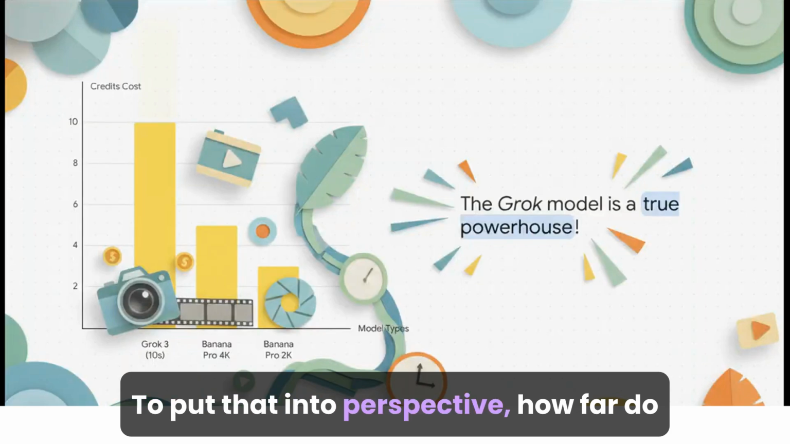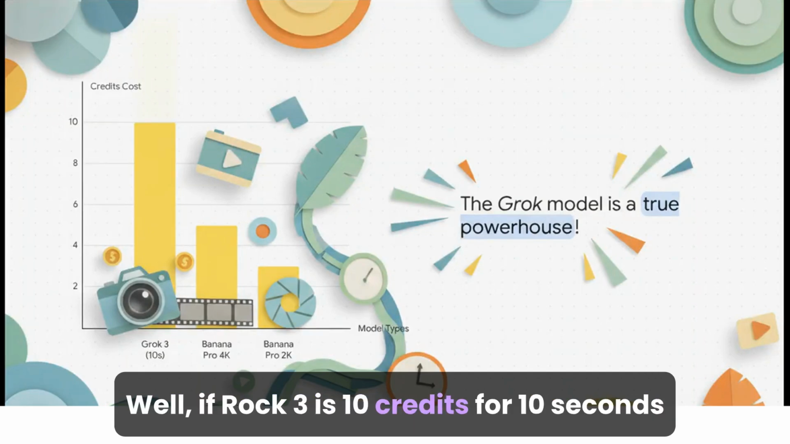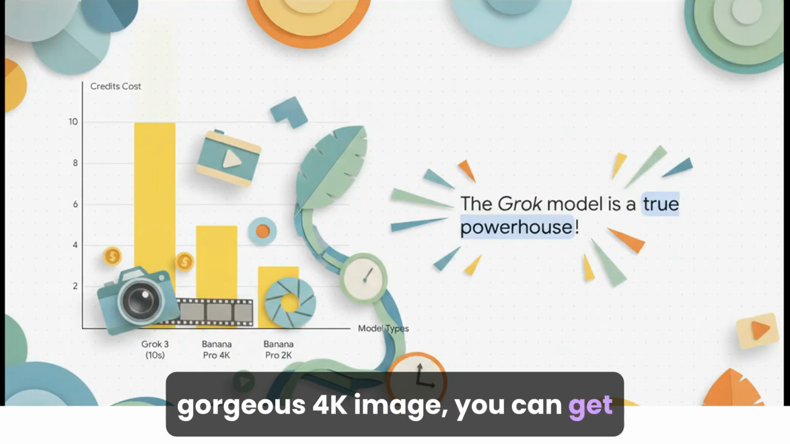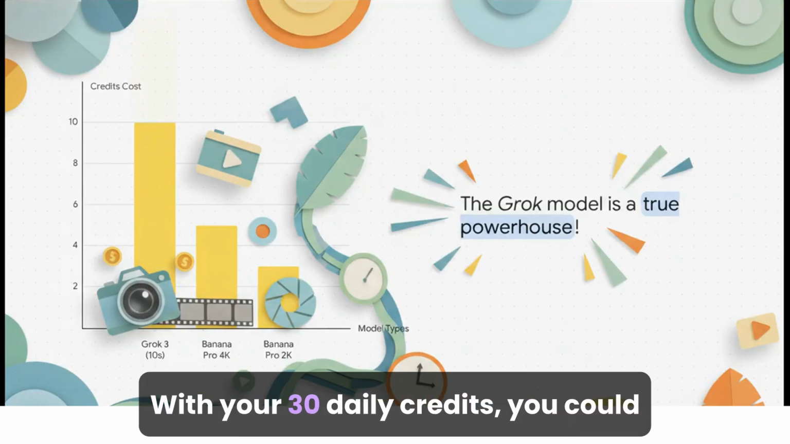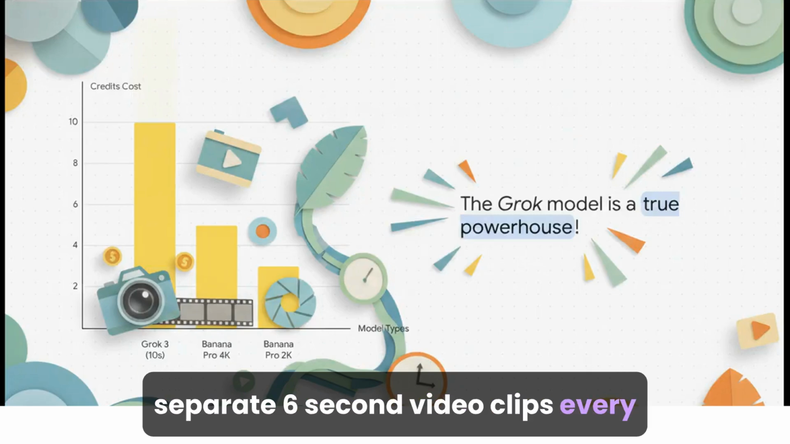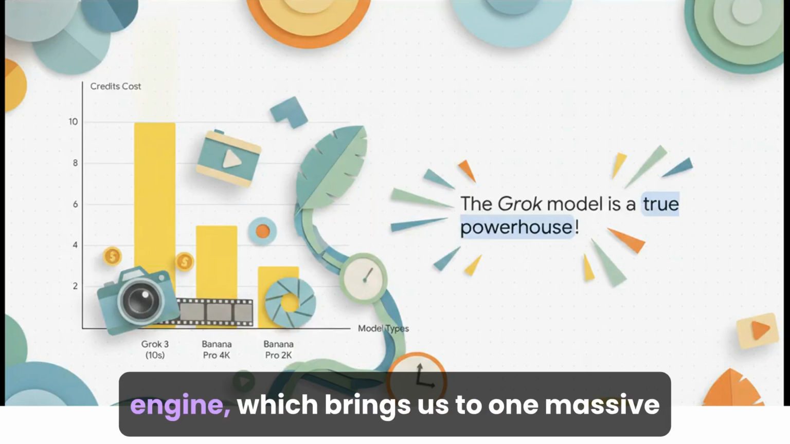To put that into perspective, how far do those daily credits actually stretch? Well, if Grok 3 is 10 credits for 10 seconds and Banana Pro is 5 credits for a gorgeous 4K image, you can get incredibly strategic. With your 30 daily credits, you could comfortably generate about 5 separate 6-second video clips every single day, completely for free, simply by prioritizing Grok as your main engine.